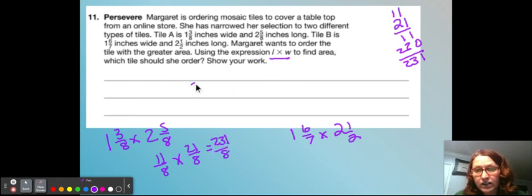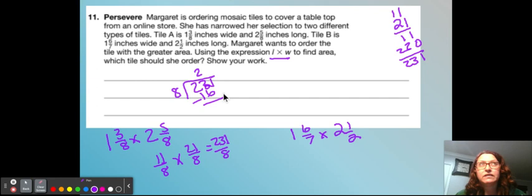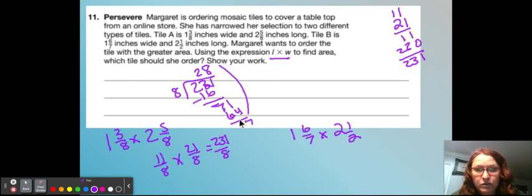Now I have to divide that. 231 divided by 8. It goes in 2 times. 2 times 8 is 16. Subtract, and I get 71. 8 goes into 71 8 times. 8 times 8 is 64. 71 minus 64 is 7. So my answer is 28 7/8.